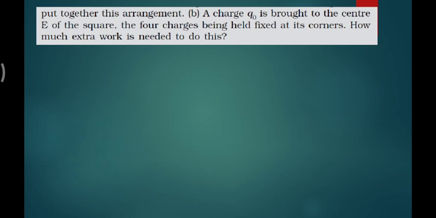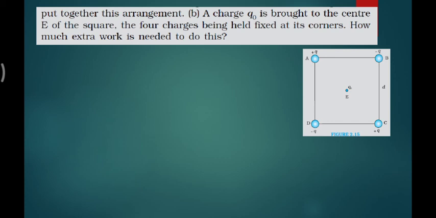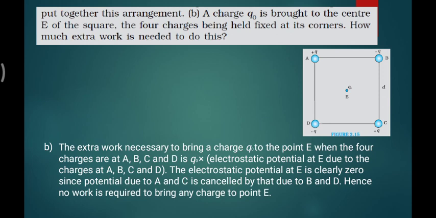And now go for the B task. A charge Q0 is brought to the center E of the square. Any charge you need to bring to the center, how much work you need to do, that we have to find. See the task: a charge Q0 is brought to the center of the square, where 4 charges are already fixed on the corners. How much extra work do you need to do? Let us see the extra work necessary to bring a charge Q0 to the point E at the center of the system.